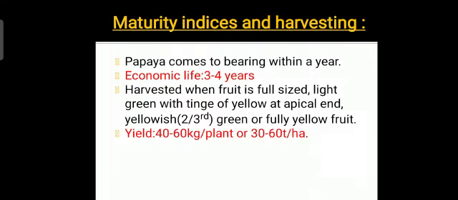Talking about the maturity indices and harvesting, papaya comes to bearing within a year and the economic life of the plant is 3 to 4 years. Harvested when the fruit is full size, light green with a tinge of yellow at the apical end, and yellowish green or fully yellow fruit for the local market. Yield is 40 to 60 kg per plant or 30 to 60 tons per hectare.